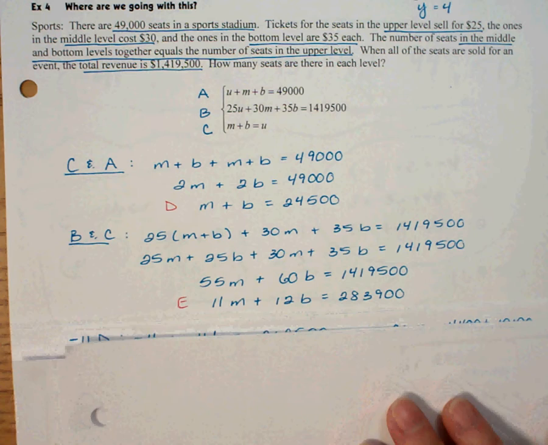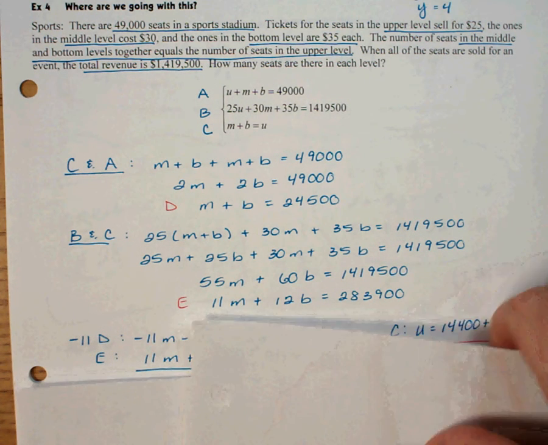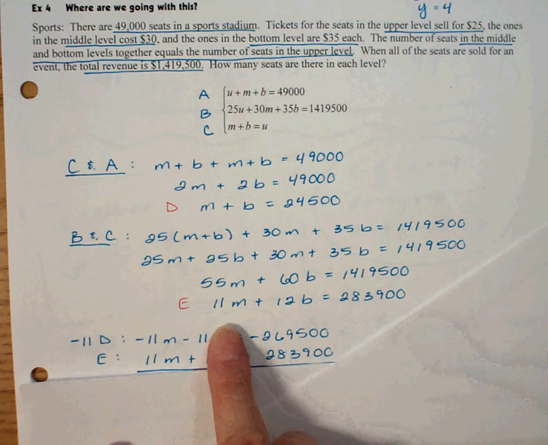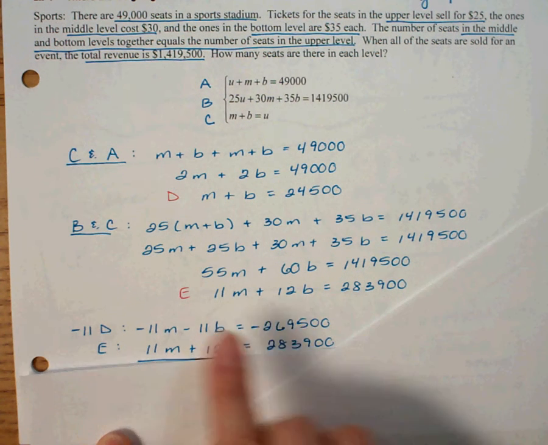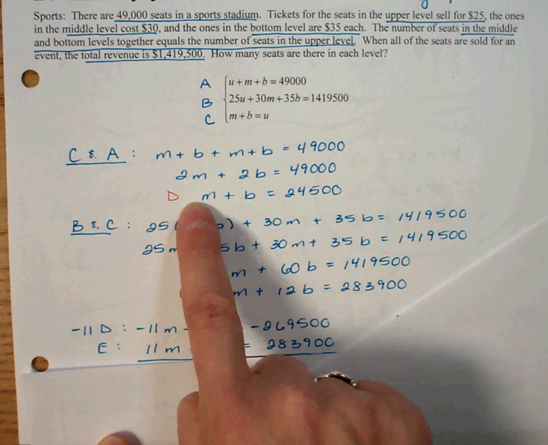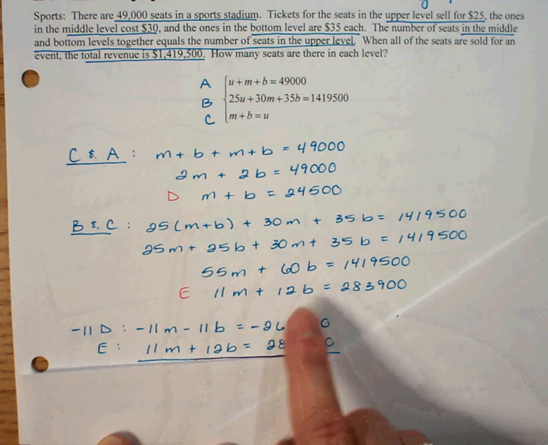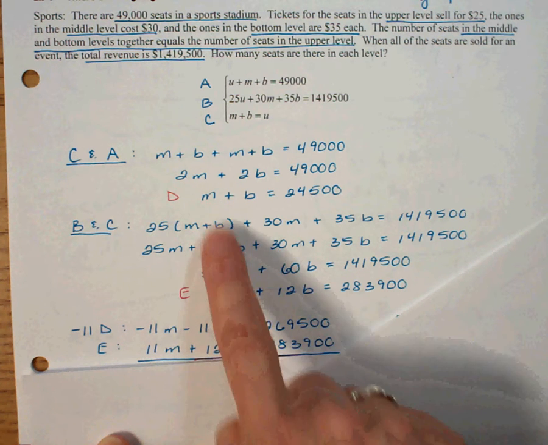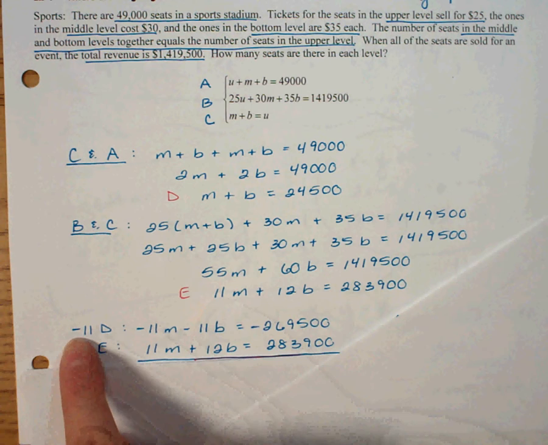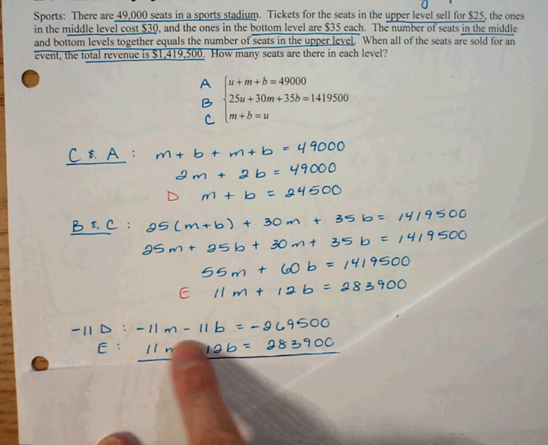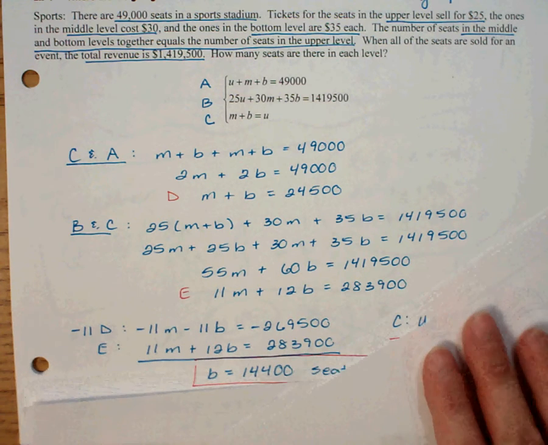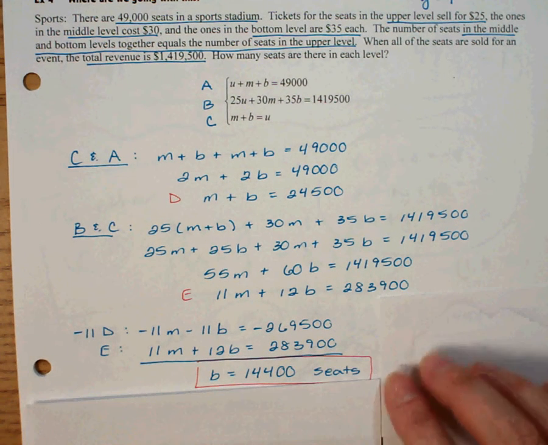So I bring those together, and when I bring those together, what I can see is that the easiest way for me to solve that system is going to be to do some elimination. I'm going to take my equation D, and I'm going to choose to eliminate m. Remember, it doesn't matter which variable that you choose. So equation D times a negative 11, distribute my negative 11, add my two equations together, and now I have solved for my first variable.